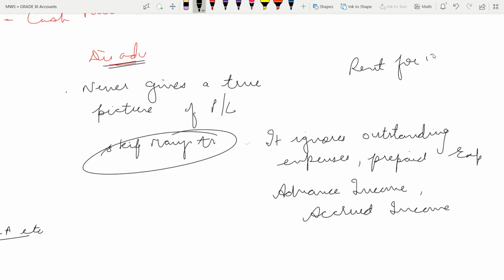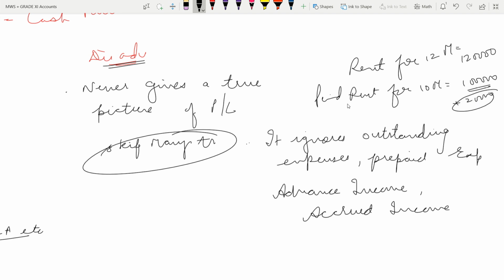Suppose rent for 12 months is 1,20,000. It means 10,000 per month rent, and you have paid rent for only 10 months. It means you have paid only 1 lakh rupees. Then where will this 20,000 go? This 20,000 should also be recorded, but in cash basis, you are going to record only 1 lakh rupees because you have paid the rent for 10 months. But actually, you are missing 2 months of rent here. We should record the other 2 months of rent which we have not paid.